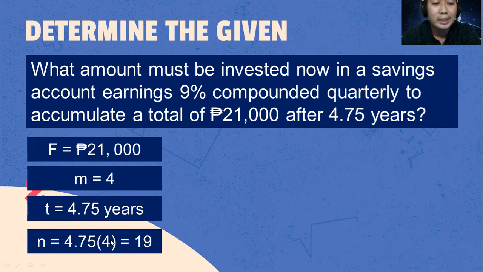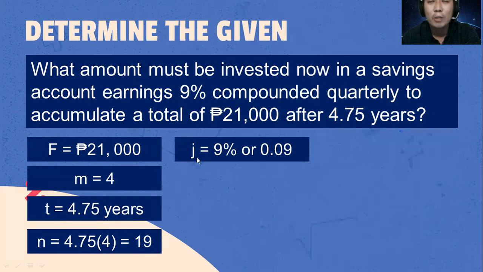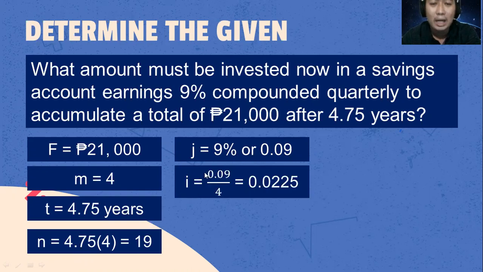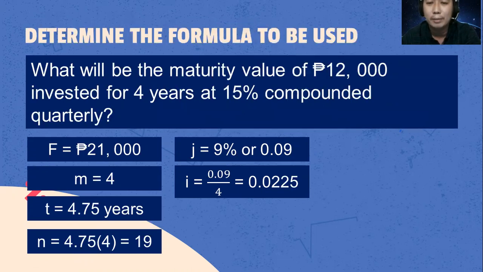The value for n is t multiplied by m, or m multiplied by t. 4.75 multiplied by 4. The answer is 19. Then the value for J, or nominal interest rate, is 9% or 0.09. We are going to divide 9 by 100 in order for us to get the decimal value. That is 0.09. In order for us to get the value for i, we are going to divide J by m. 0.09 divided by 4, the answer is 0.0225. And we are going to look for the value for principal amount.